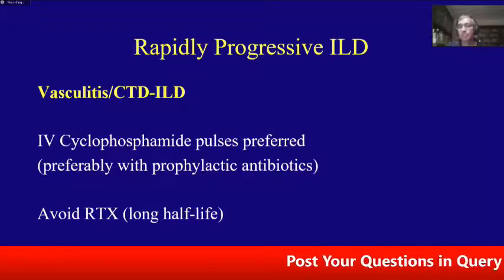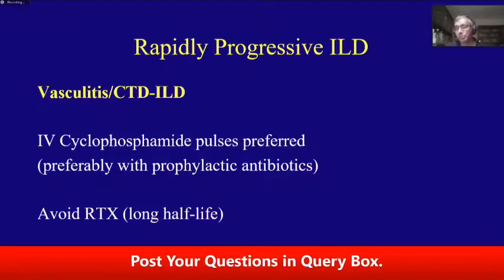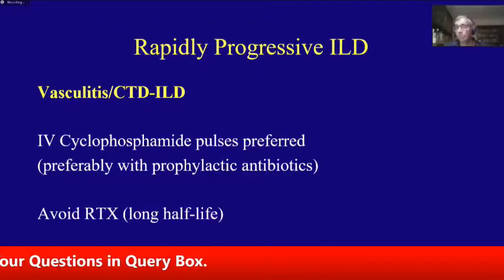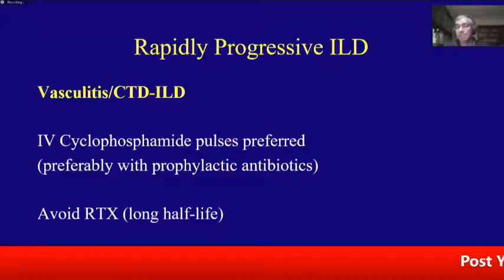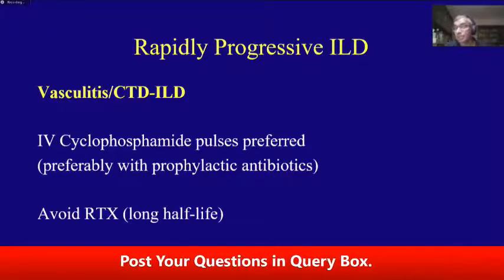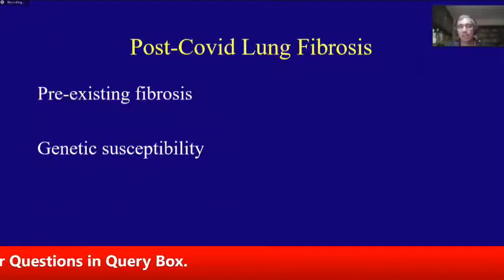Rapidly progressive ILDs like vasculitis, CTD ILD, where you see the patient progressing rapidly, I would prefer an IV cyclophosphamide pulse, probably with an antibiotic cover, prophylactic, over rituximab. I mean, we were just discussing that, and I think rituximab's half-life is just too long to really recommend it long-term. In the next few months, I would prefer to go along with IV cyclo.